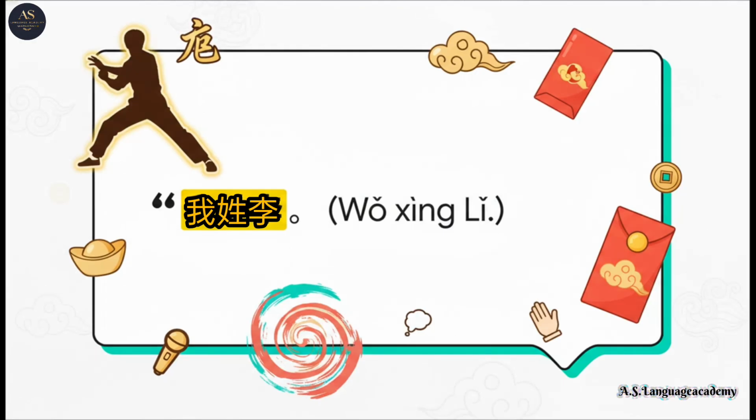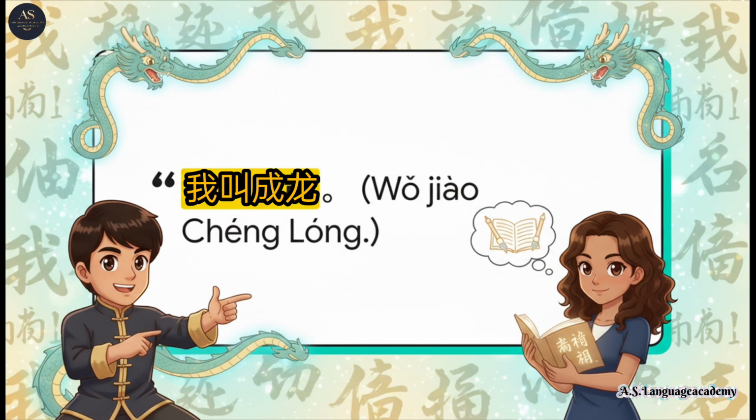So going back to Bruce Lee, if he just wanted to introduce his family name, he would say 我姓李. 我姓李. Boom, simple and perfectly correct. And Jackie Chan, if he wanted to give his full name, he'd use that other verb and say 我叫成龙. 我叫成龙. Honestly, this is the one you'll probably use the most.